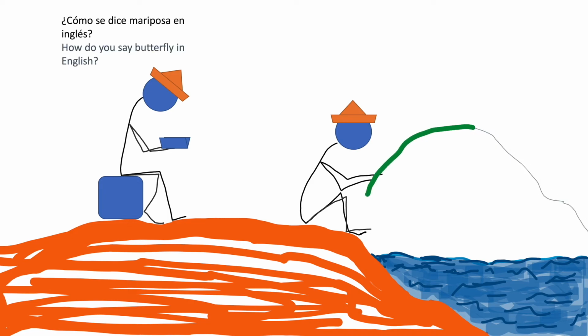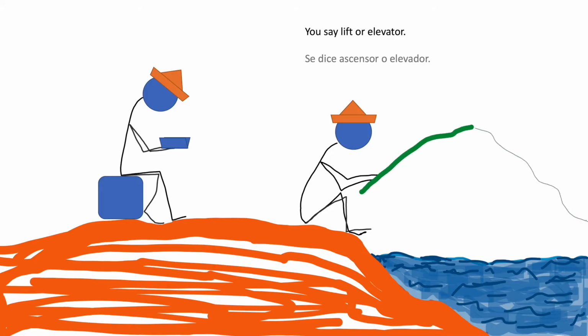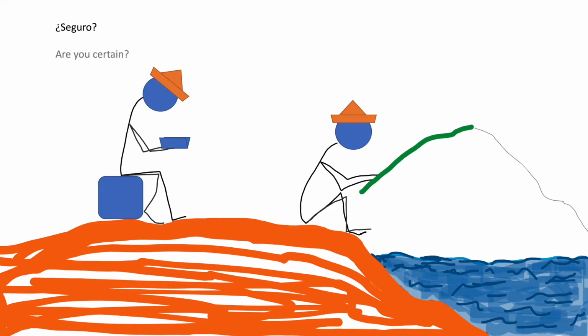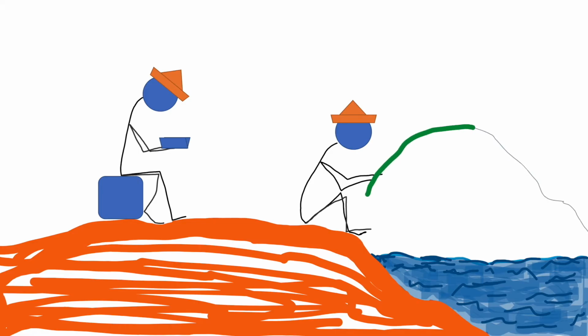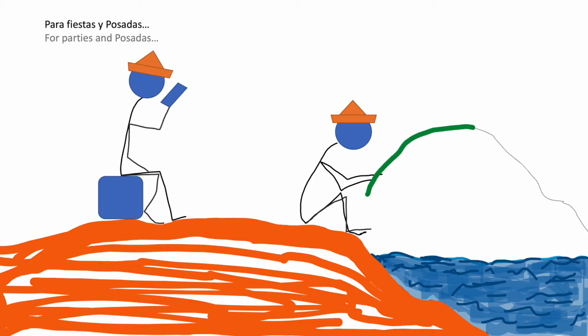¿Cómo se dice mariposa en inglés? You say lift or elevator. ¿Seguro? Of course, you see. Both go floor to floor. Para fiestas y posadas.